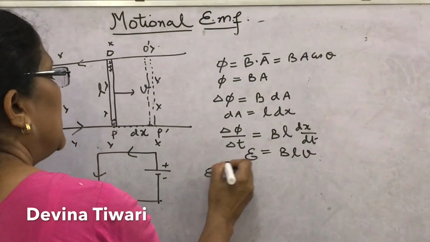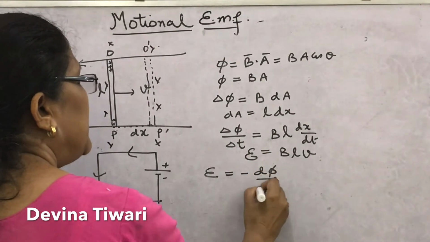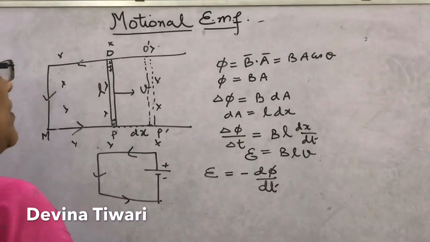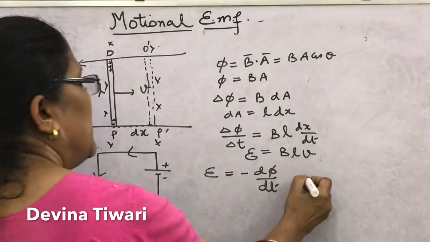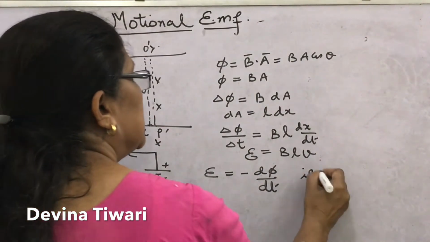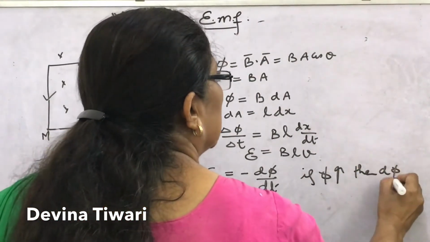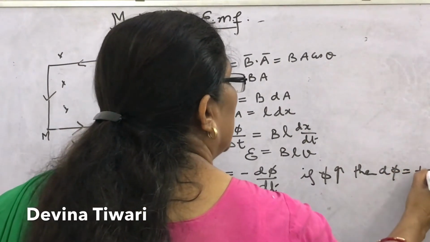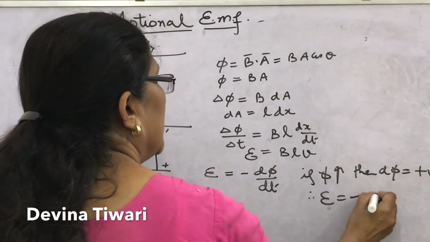If you take the Lenz rule, then EMF is minus d phi by dt. Then how will you find this minus sign? Lenz rule explains that if phi increases, then what will be d phi? This d phi will be positive. Therefore, EMF will be negative.